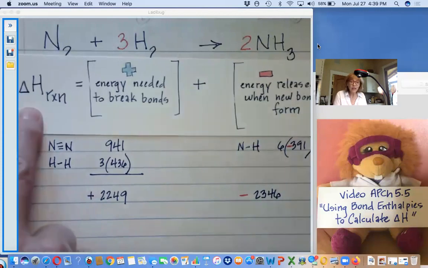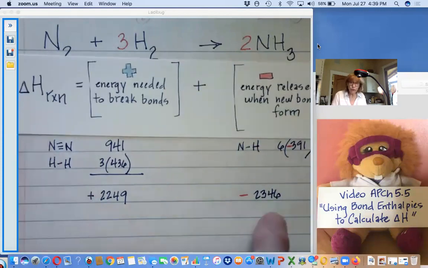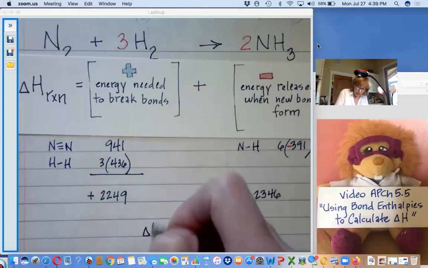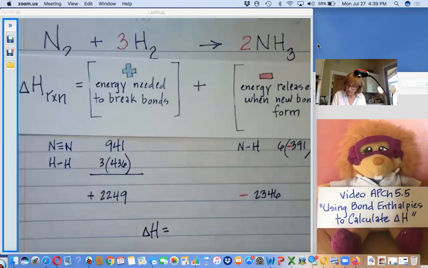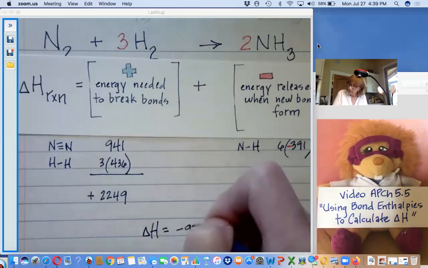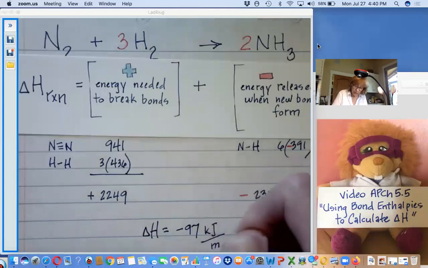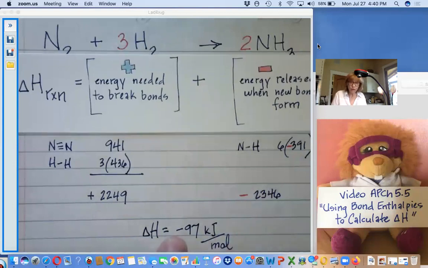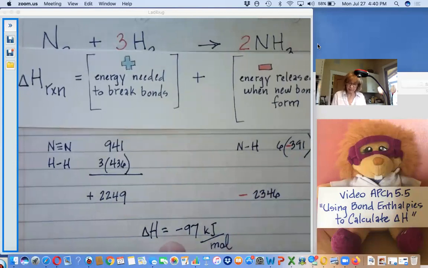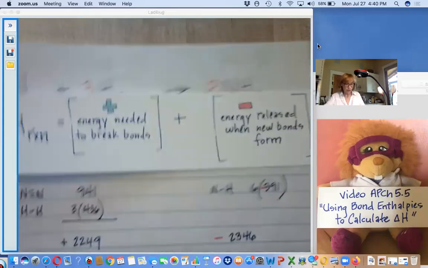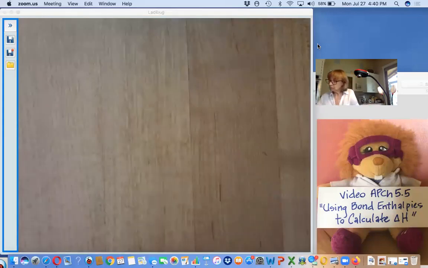Okay, so energy going in was this much, energy being released was that much, and the value of delta H is the sum of those two numbers. When I add positive 2,249 and negative 2,346, the enthalpy change for the reaction is negative 97. Now don't forget to put the unit for your enthalpy change, that's kilojoules per mole, and this is an overall exothermic process. Let's do one more for practice.